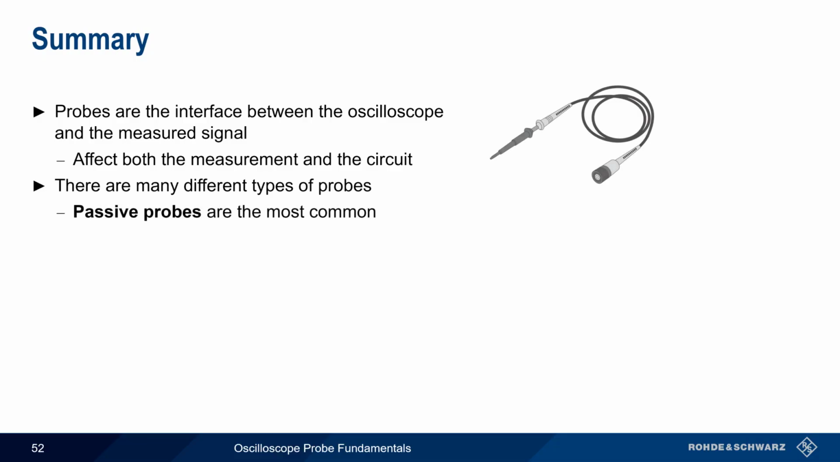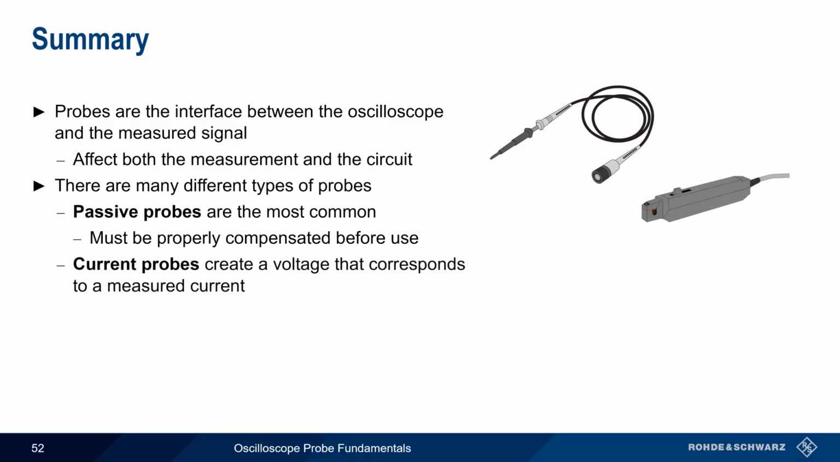The first is basic passive probes, which are by far the most common and which are normally included when purchasing an oscilloscope. These basic probes can be used for a wide range of measurement tasks, but it's important to remember that these probes should be properly compensated before being used. Current probes are a special type of probe which allows an oscilloscope to measure current instead of voltage. A current probe converts the measured current into a voltage that the scope can then measure and process.